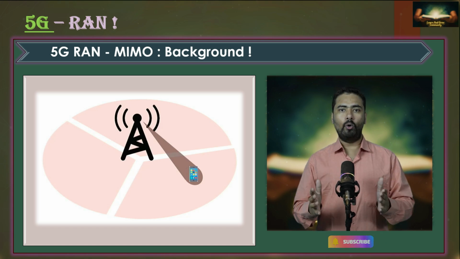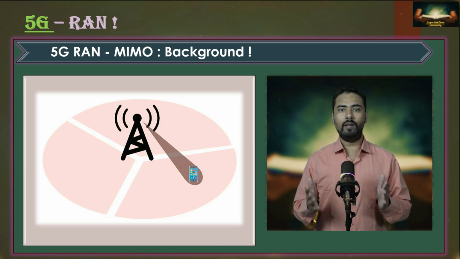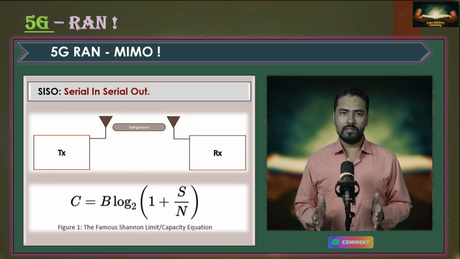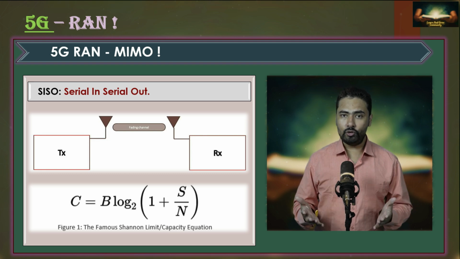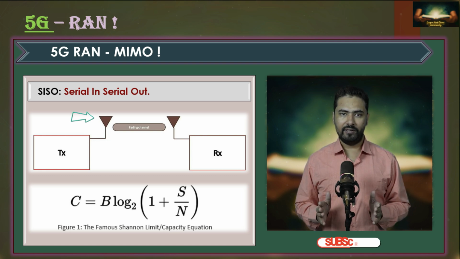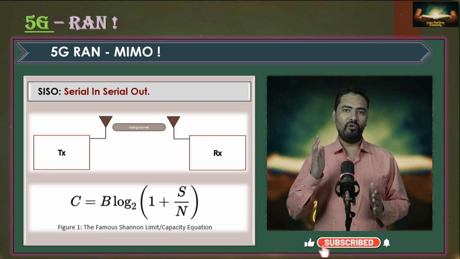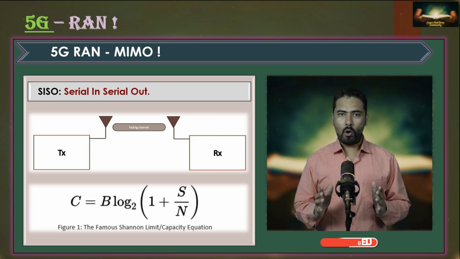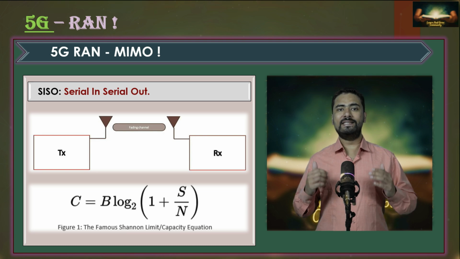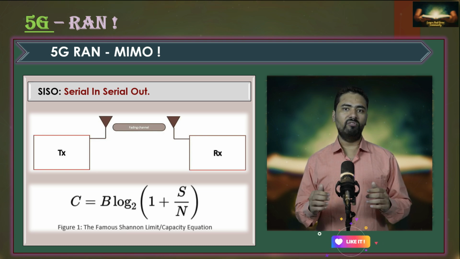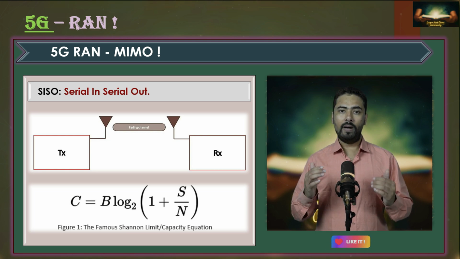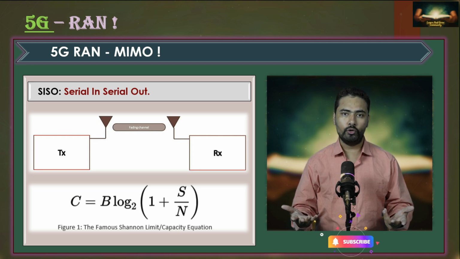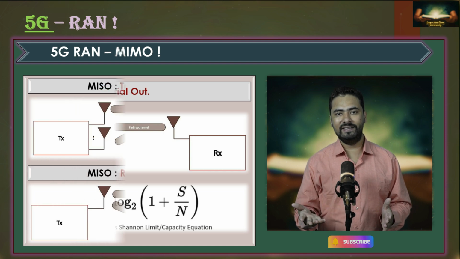But before learning about massive MIMO, we have to understand the basics of MIMO. In a single input and single output system, which is generally called a SISO system, we have one transmit antenna. The signal passes through a feeding channel and reaches the single receiving antenna. Now, according to the Shannon equation, the capacity of this system can be enhanced by either increasing the channel bandwidth or by improving the signal to noise ratio or SNR at the receiver side.